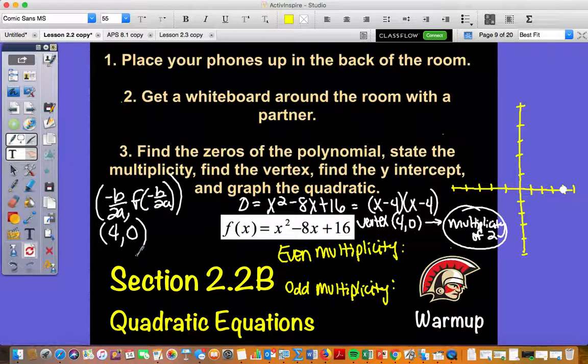0. Why is that a little weird? Maybe a little different. Maybe it's not different for you. What do we know about the zeros and the vertex? They're the same. Yeah, they're the same. So that may sometimes happen.